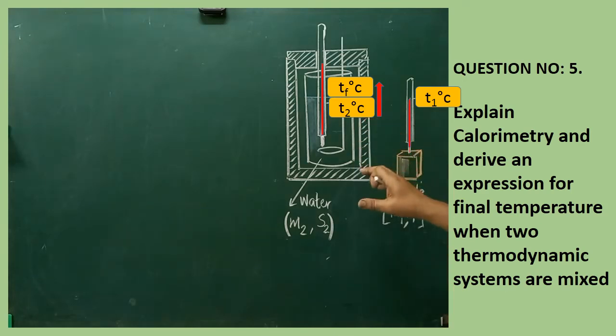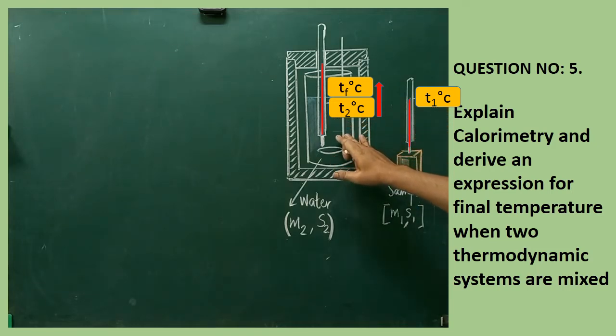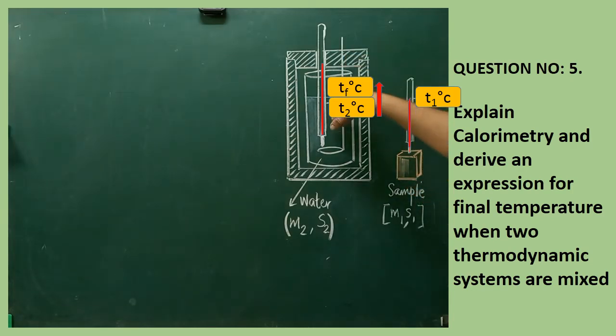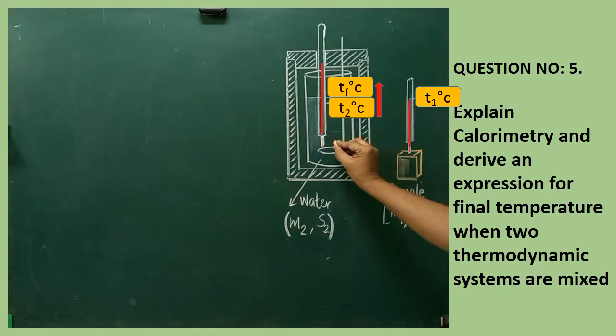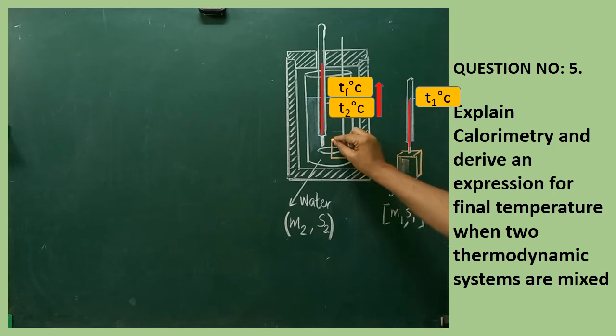In this condition, two temperatures are measured. One is T1 degree Celsius, the temperature of the sample. T2 degree Celsius is the temperature of the water. Now this hot sample is to be dropped into the water by opening the lid. After dropping, the sample will be within the water. Are you clear?